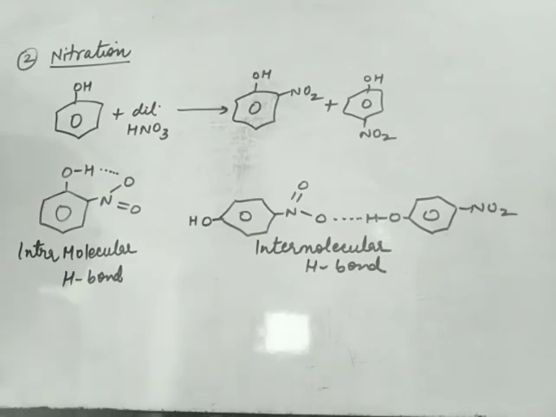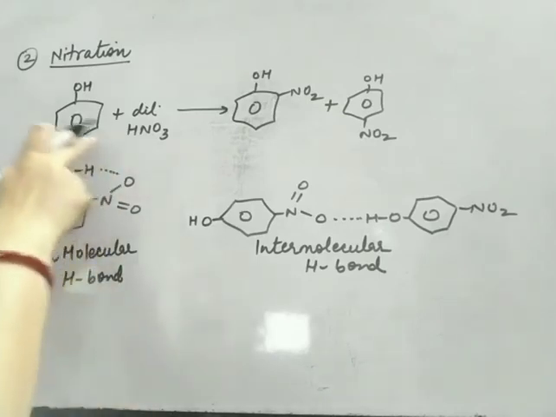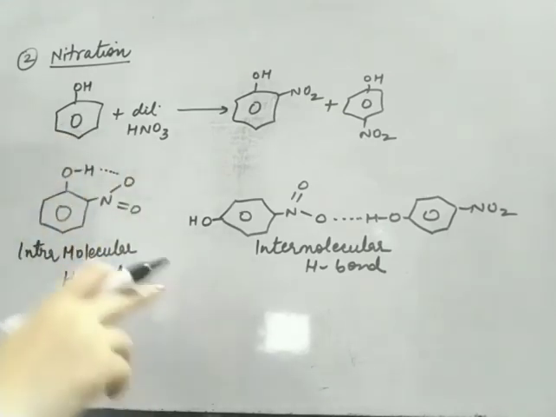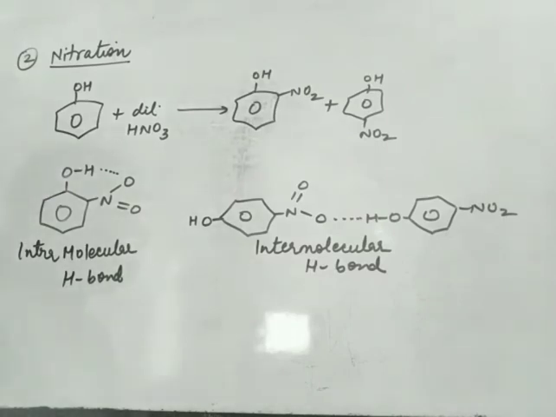Now orthonitrophenol and paranitrophenol can form hydrogen bonding because H is also there and O is also there. This type of hydrogen bonding is known as intramolecular, within the same molecule. Okay, this is a single molecule. In a single molecule the hydrogen bond is formed. But if hydrogen bond is formed between 2 different molecules, it is known as intermolecular. So ortho can form intramolecular because the 2 groups are quite close. But in para, since the groups are quite far away, they will make intermolecular H bonding.